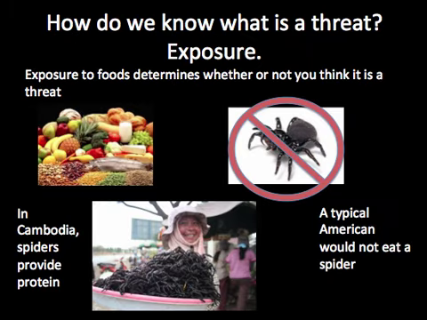The question then is, how do we know what is a threat? And Paul Rozin's research shows that our exposure to foods determines whether or not we think it's a threat. So we're exposed to a variety of food items. As Americans, we would typically think that a spider is inedible. However, in Cambodia, spiders are served across restaurants as a protein source.